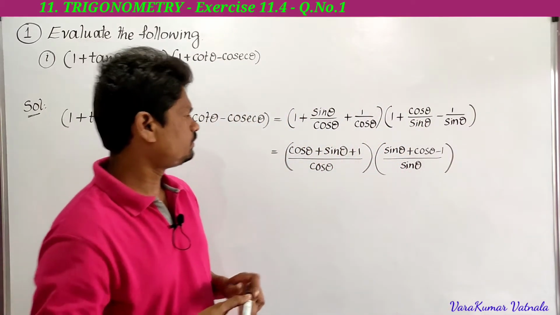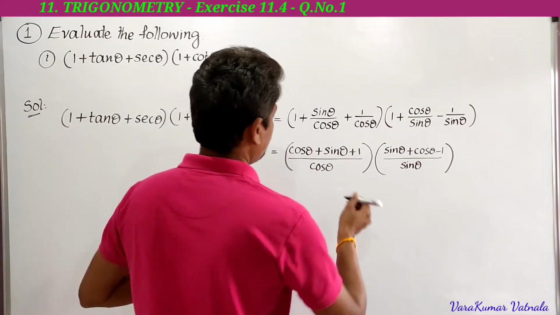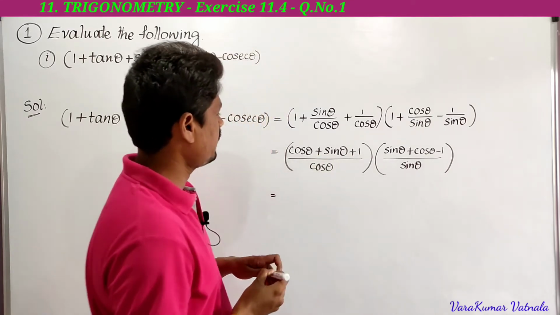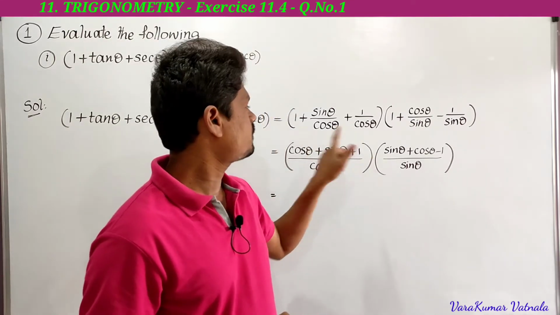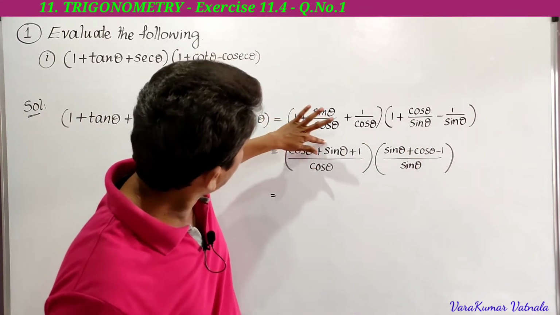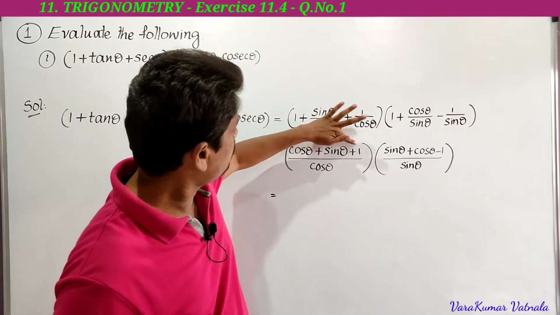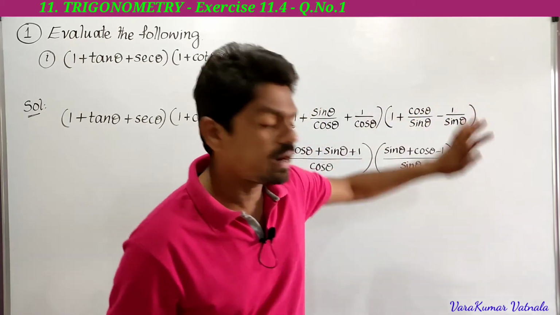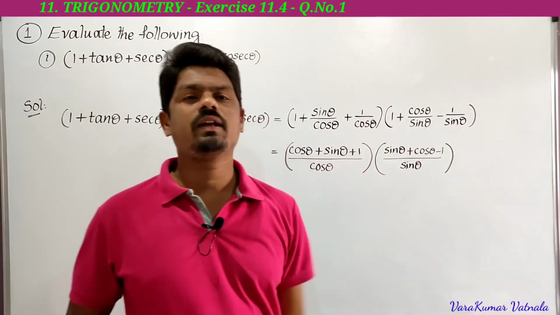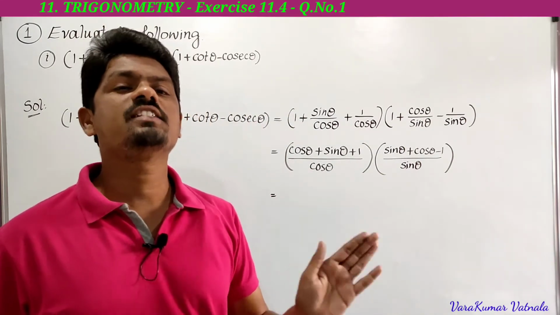Now observe the numerators and the denominators. I am writing it like this: (sin theta plus cos theta plus 1) into (sin theta plus cos theta minus 1). Let sin theta plus cos theta be A and 1 be B. So it is A plus B, and A minus B. The numerator is in the form A plus B into A minus B, which is equal to A square minus B square.